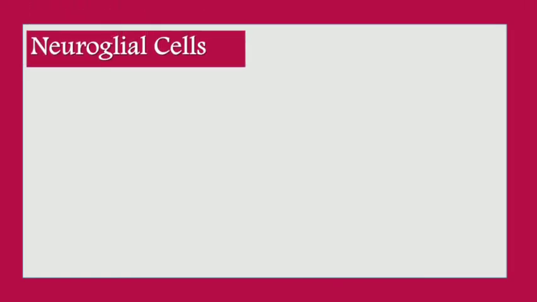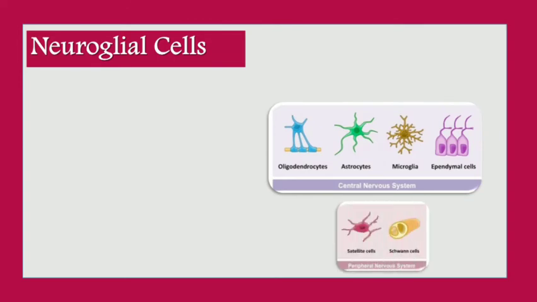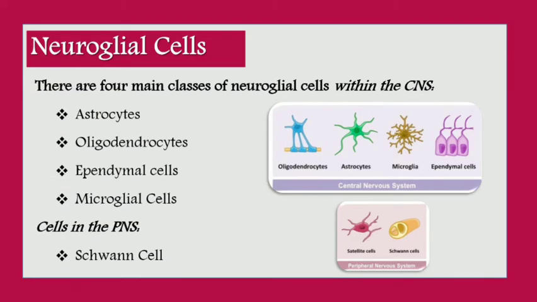Neuroglial cells, also called as glial cells or neuroglia, are non-neuronal cells in the central nervous system and the peripheral nervous system that do not produce electrical impulses. They maintain homeostasis, form myelin, and provide support and protection for neurons. In the central nervous system, glial cells include astrocytes, oligodendrocytes, ependymal cells, and microglial cells. In the peripheral nervous system, glial cells include Schwann cells and satellite cells.